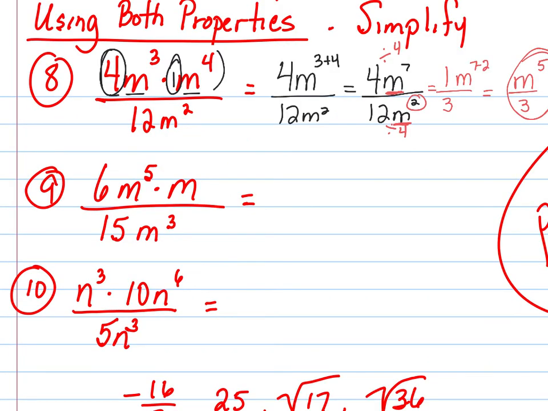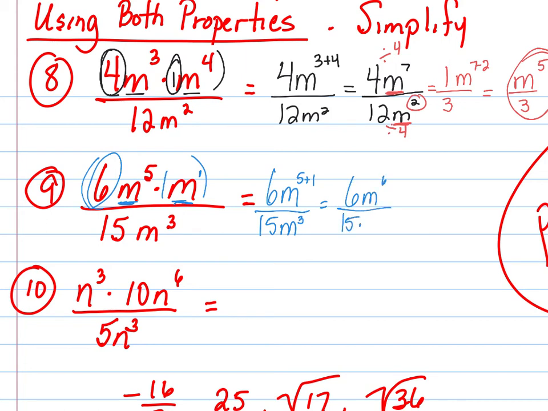Let's look at the numerator first. We've got to simplify up here. The coefficient here is 6. What's the coefficient with m? 6 times 1 is? Are these the same bases? What's the power on the m here? 1. So we're going to do 6m to the 5 plus 1 over 15m cubed. Well, that's really 6m to the 6th, isn't it? Over 15m cubed.